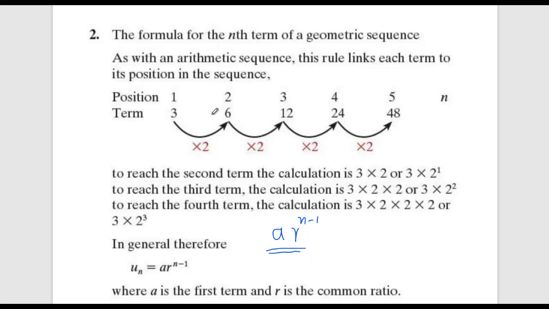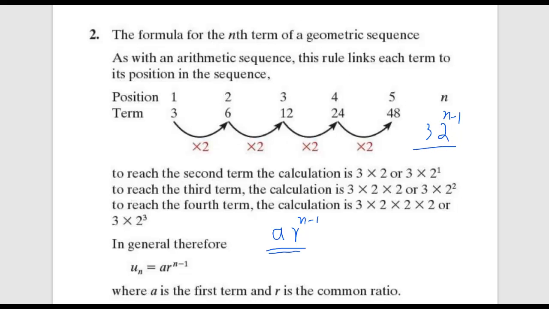Therefore, the nth term of this given geometric sequence will be, here A, the first term, is 3, the common ratio is 2, and because we are finding the nth term, the power will remain n minus 1. So this is our nth term.